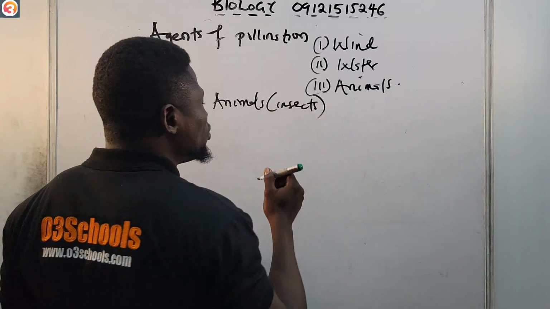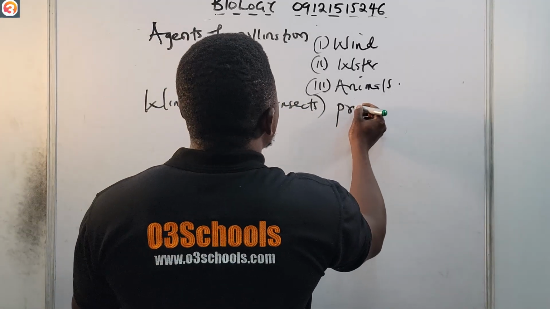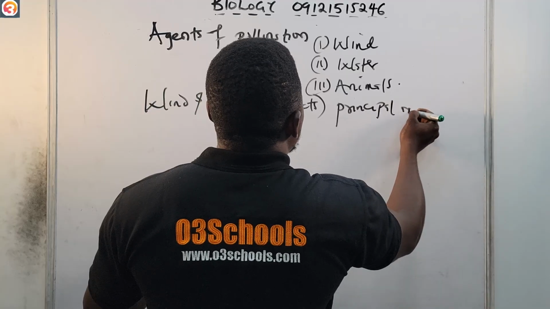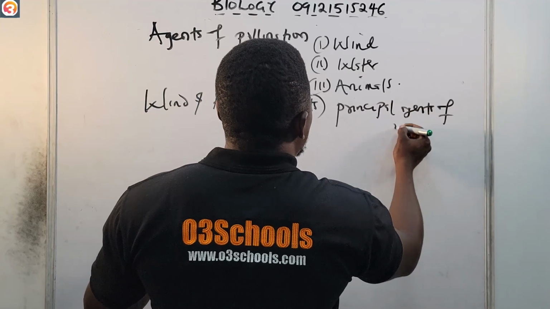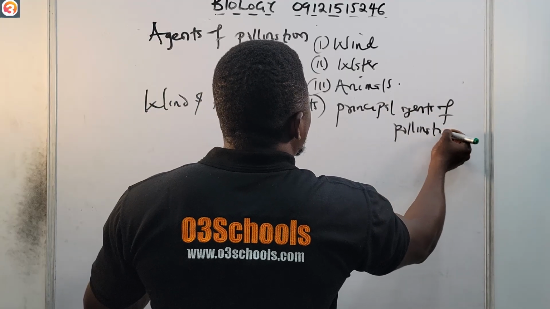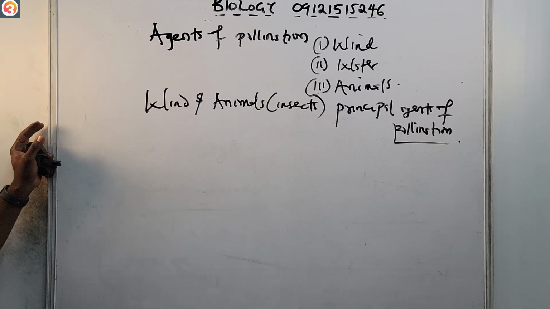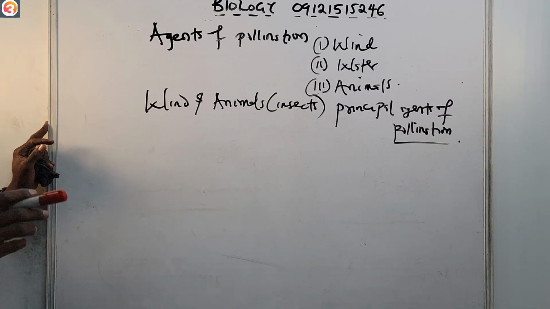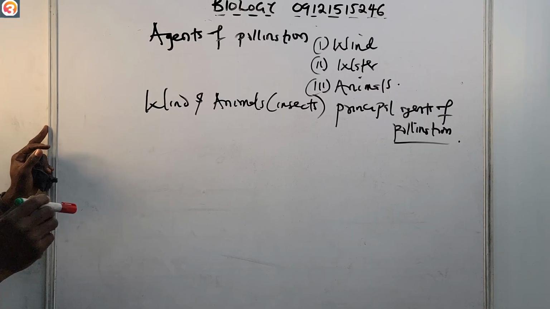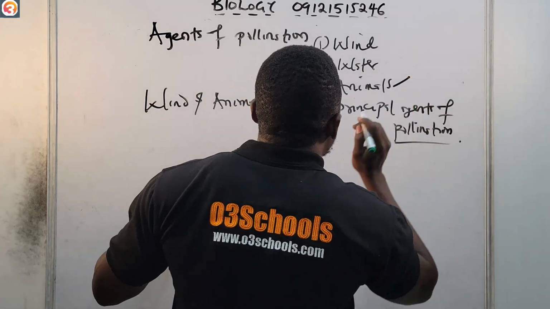Okay, they are known as what? The principal agents of pollination. Okay, they are the principal agents of what? Of pollination. Now, flowers that are pollinated by animals such as what?